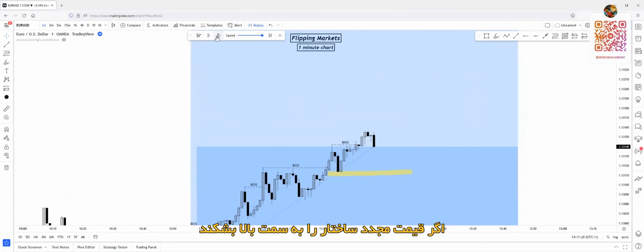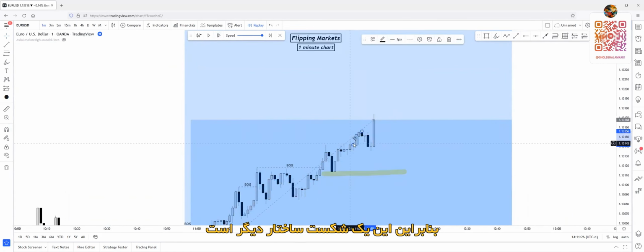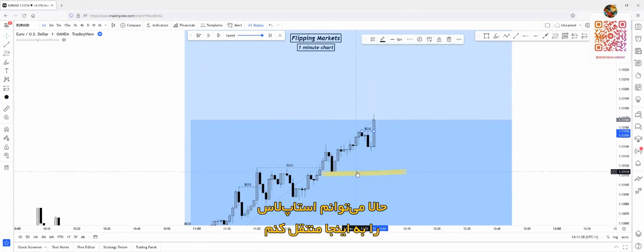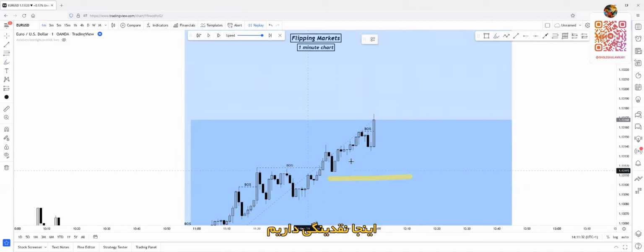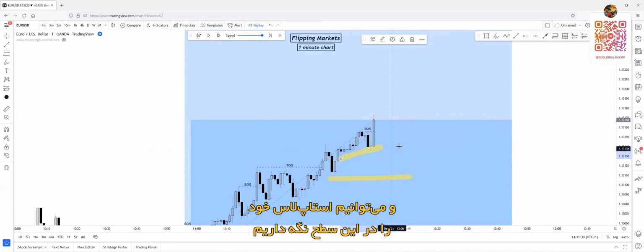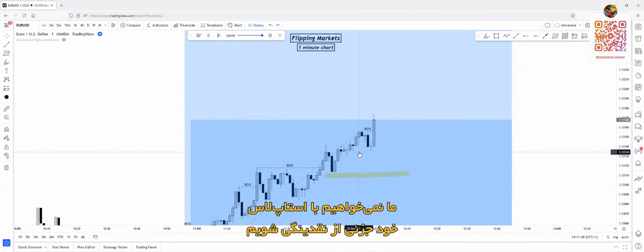If price breaks structure to the upside again after the pullback, we will play. Yeah, break of structure happened again here. So here's another break of structure. I will just place my stop loss here. But as I said, we can consider liquidity. As you can see, we have liquidity again here, and we can just keep our stop loss on this line again. So we won't be part of the liquidity with our stop loss.